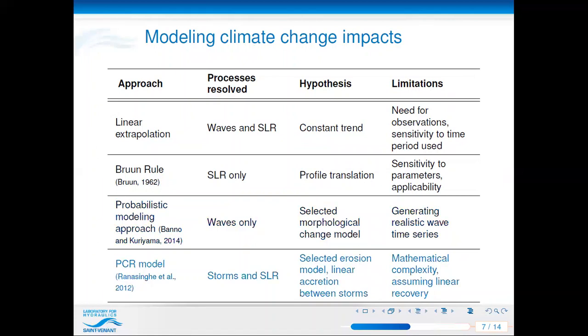And finally, another recently proposed approach, the probabilistic coastal recession model of Ranasinghe et al., takes into account both sea level rise changes and the impacts of storms by using a selected erosion model to model erosion during storms, and just assuming linear accretion between storms. Now, the generation of this storm time series is quite complex, so it's limited by the mathematical complexity to develop this kind of approach, and the fact that we're assuming linear beach recovery in between storm events.